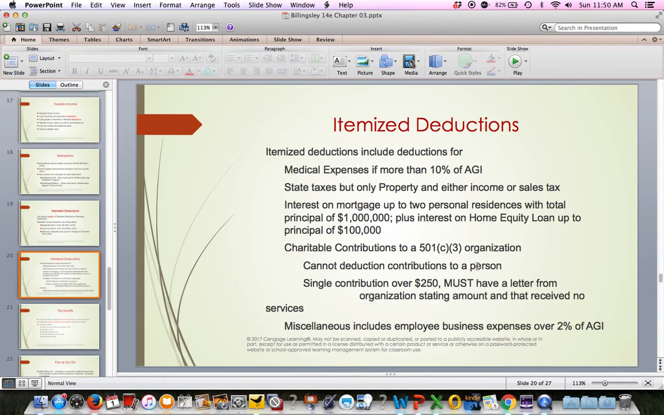State tax, but only property and either income or sales tax. So in South Dakota, sales tax that you pay to the state and city in South Dakota can be deducted from your federal income tax. Interest on mortgage up to 2 personal residences with total principal of $1 million, plus interest on a home equity loan with principal up to $100,000. So that's the key thing about interest. You only deduct interest based on your personal residence. That's a very big one. And charitable contributions is another very large one too.